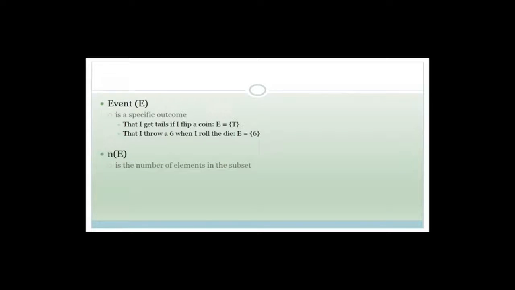The number of events is the number of elements in the subset, okay? So in other words, again, and please note it's not the same thing as the number of outcomes. The number of elements in the subset is the number of events. For example, a specific outcome, if I get tails when I flip a coin, that's one. So the number of events is one. That I throw a six when I roll the dice, that is one.